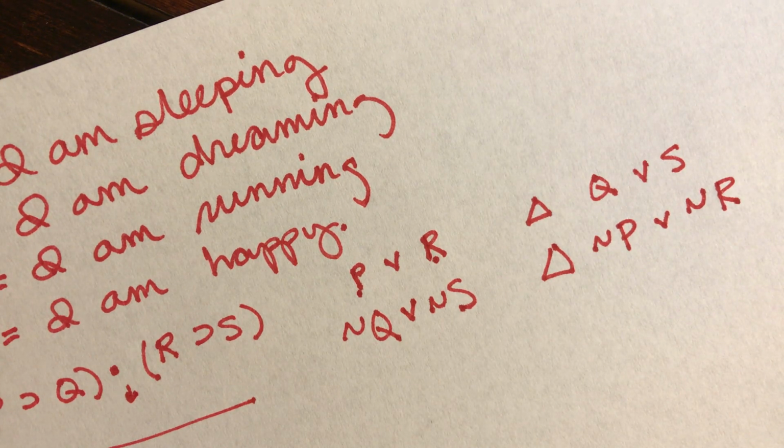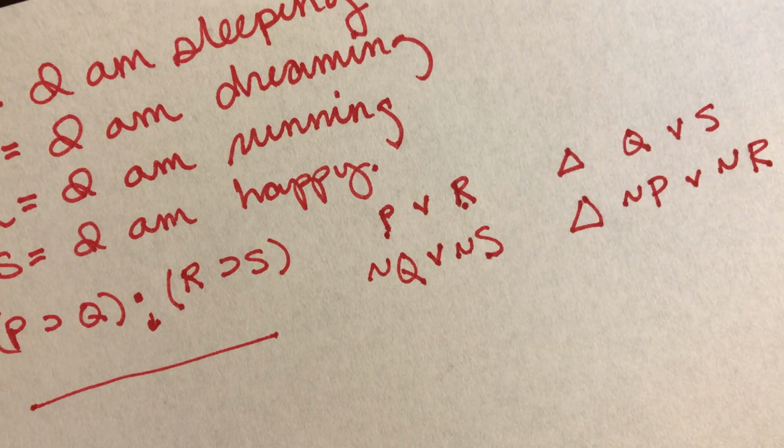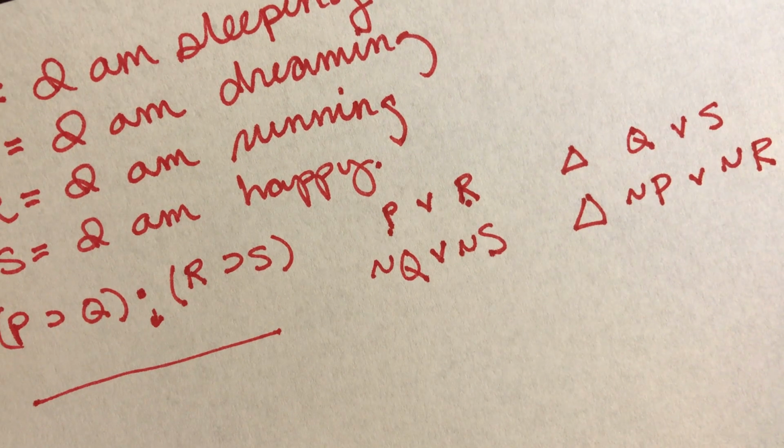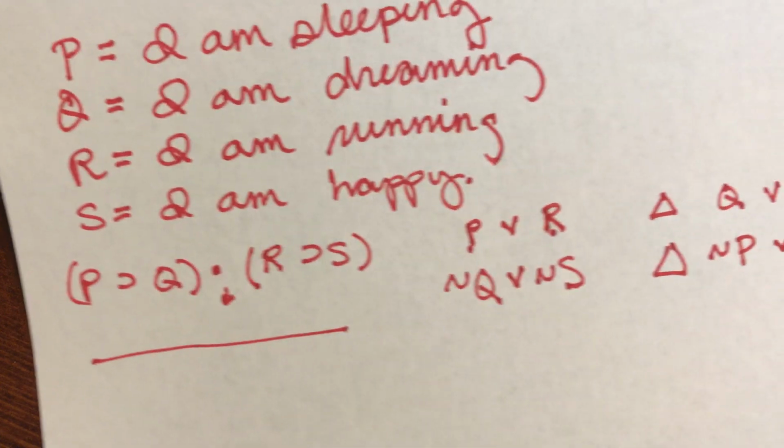We also talked about the fact that the constructive dilemma is just an extended or bigger modus ponens, and the destructive dilemma is just an extended or bigger modus tollens, okay? Modus ponens said if P then Q, P, therefore Q. And then modus tollens said if P then Q, not Q, therefore not P. So if I am sleeping, then I am dreaming. I'm not dreaming, therefore I must not be sleeping, okay? So that's kind of the background on the dilemma.